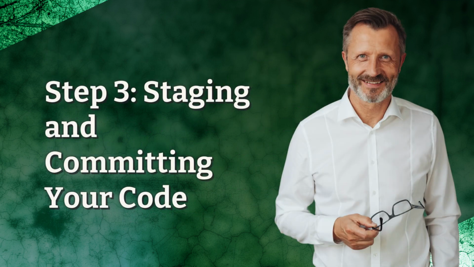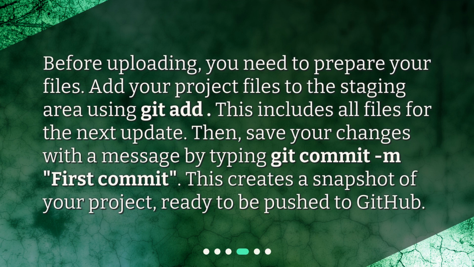Step 3. Staging and committing your code. Before uploading, you need to prepare your files. Add your project files to the staging area using git add dot. This includes all files for the next update. Then, save your changes with a message by typing git commit -m "first commit". This creates a snapshot of your project, ready to be pushed to GitHub.